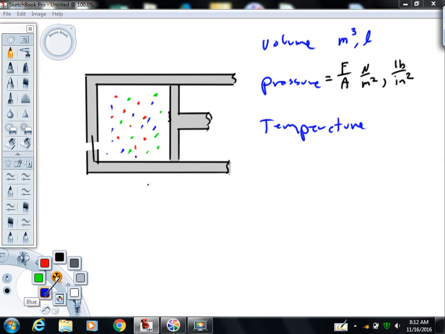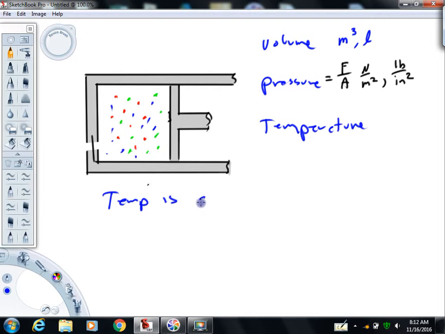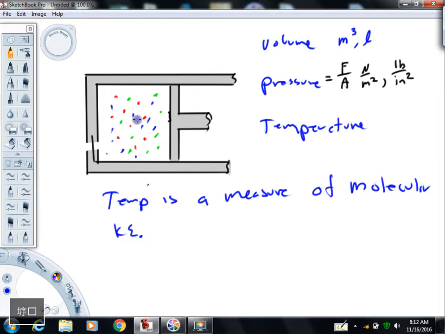So temperature is a measure of molecular kinetic energy. Each of these molecules, again, is moving pretty fast. It's not uncommon at all for these to be moving at speeds measured in thousands of meters per second. Temperature is a measure of molecular kinetic energy. And remember that kinetic energy is calculated by 1/2 mv squared.